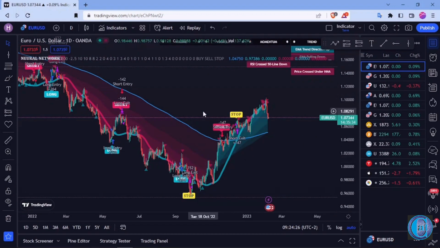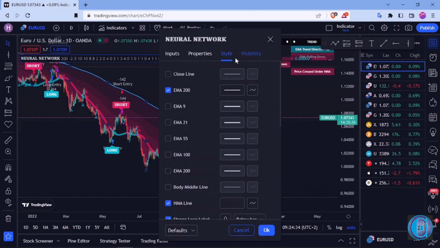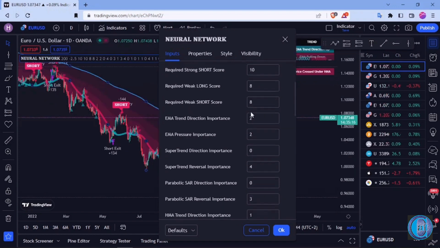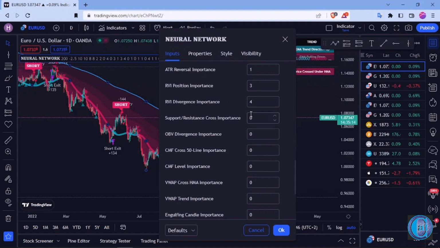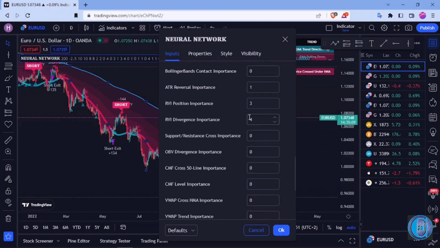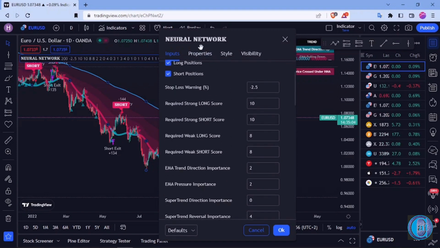Next, let's make a few changes to the neural network indicator to make it easier to use. Firstly, we are going to change under settings the type that the indicator will provide. To do this, select the trend following option. What this means is when price is below the 200 EMA, it will only take sell signals, and above the 200 EMA, only buy signals.